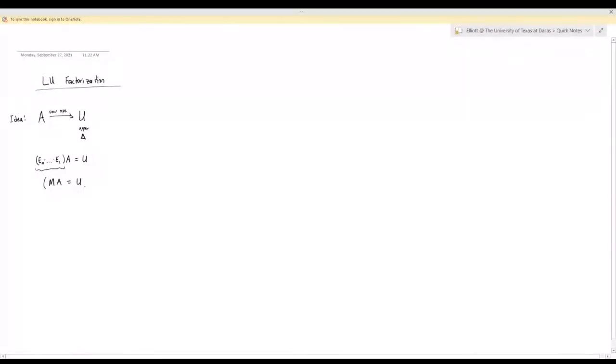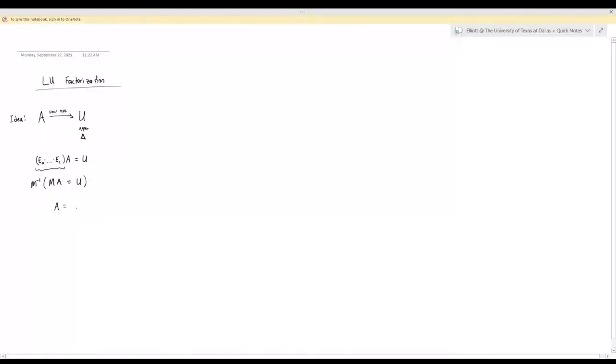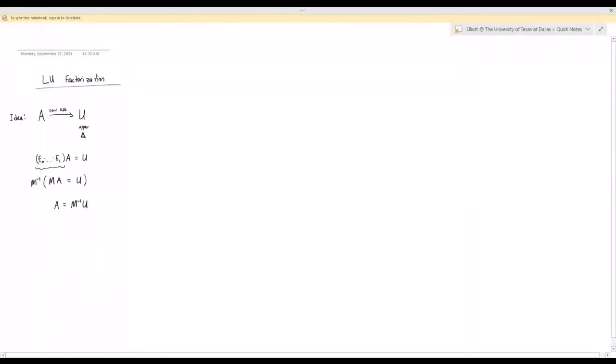Now from this equation, if we multiply both sides by M inverse on the left, M inverse and M essentially cancel out. So you just have A on the left, and then you have A equals M inverse times U on the right. And it turns out that this inverse of M turns out to be a lower triangular matrix. And because it's lower triangular, we're just going to rename it as L, and that gives you this factorization of A as a lower triangular matrix times an upper triangular matrix.